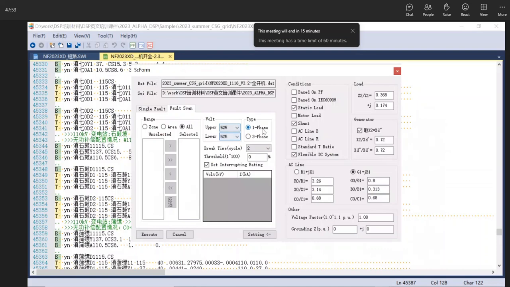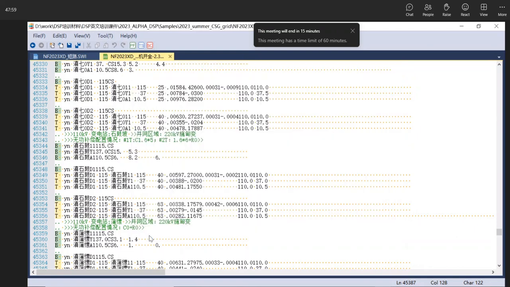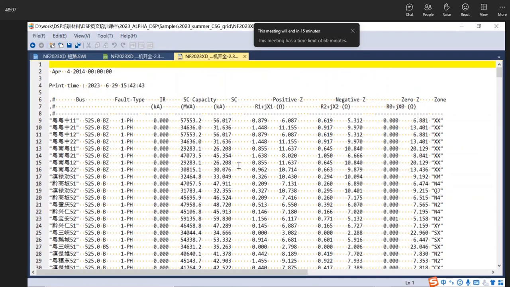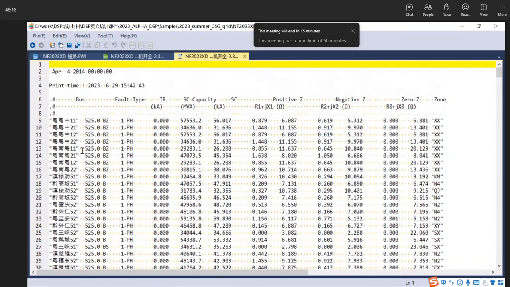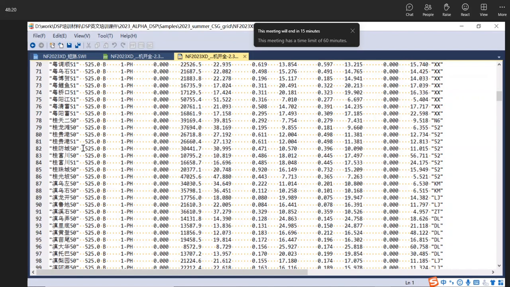For example, we can calculate the one-phase fault. You can see it only takes less than 10 seconds to complete all the short circuit current fault calculation of more than 400 nodes.